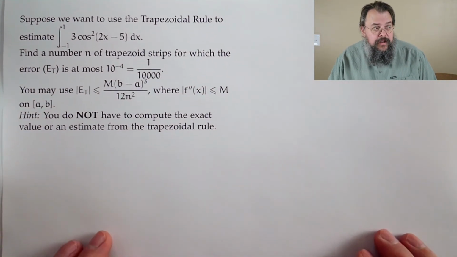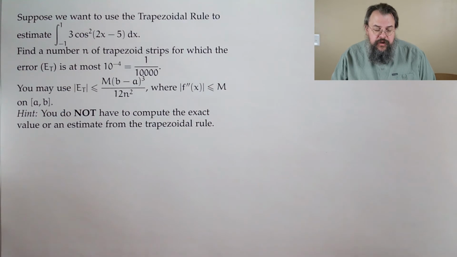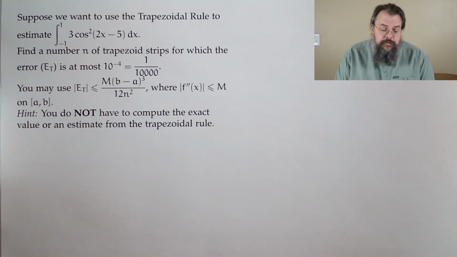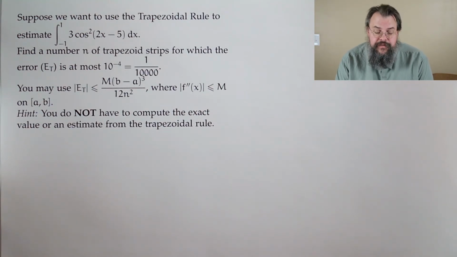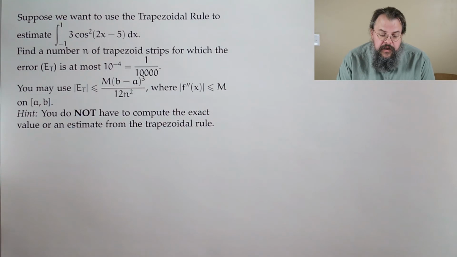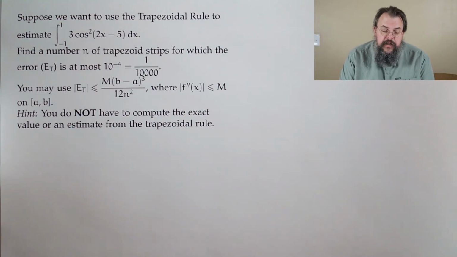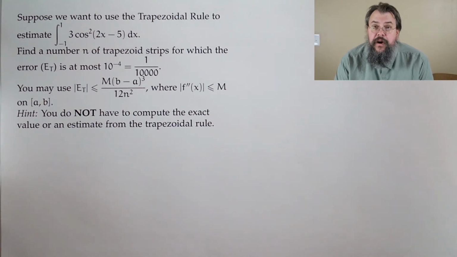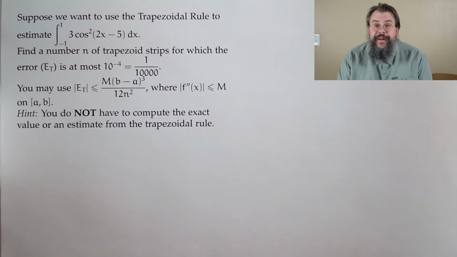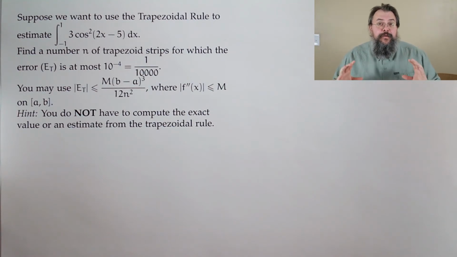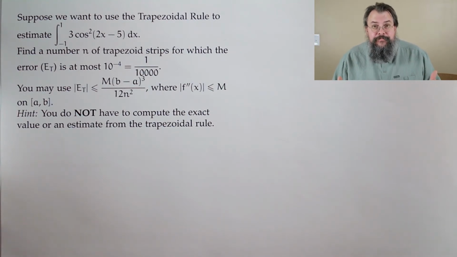Okay, next problem. Suppose we want to use the trapezoidal rule to estimate our integral from -1 to +1 of 3 cosine squared of 2x minus 5. And the question: find a number n of trapezoidal strips for which the error is at most 10 to the minus 4. Okay, cool. And they even gave us the formula here. See, we're not trying to test you right now on memorizing the formula. We really just want to be comfortable with how we use the formula.